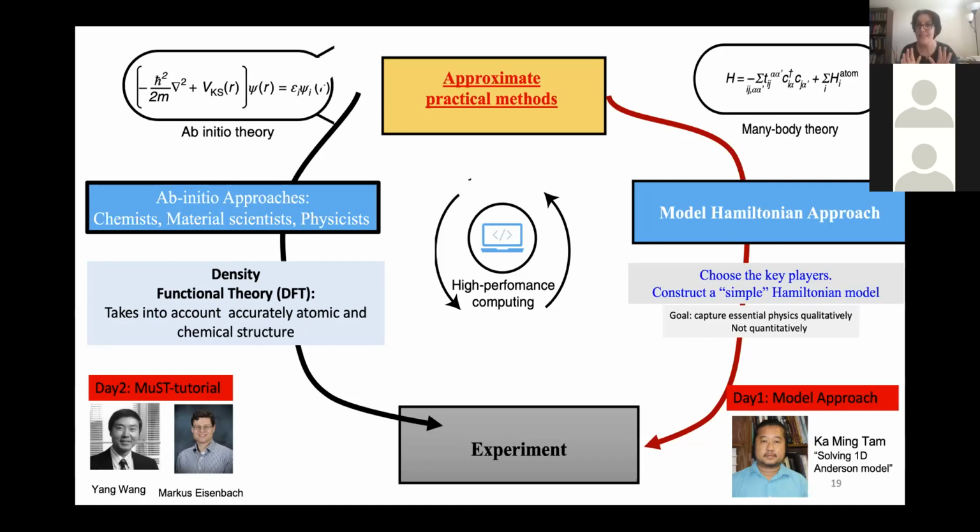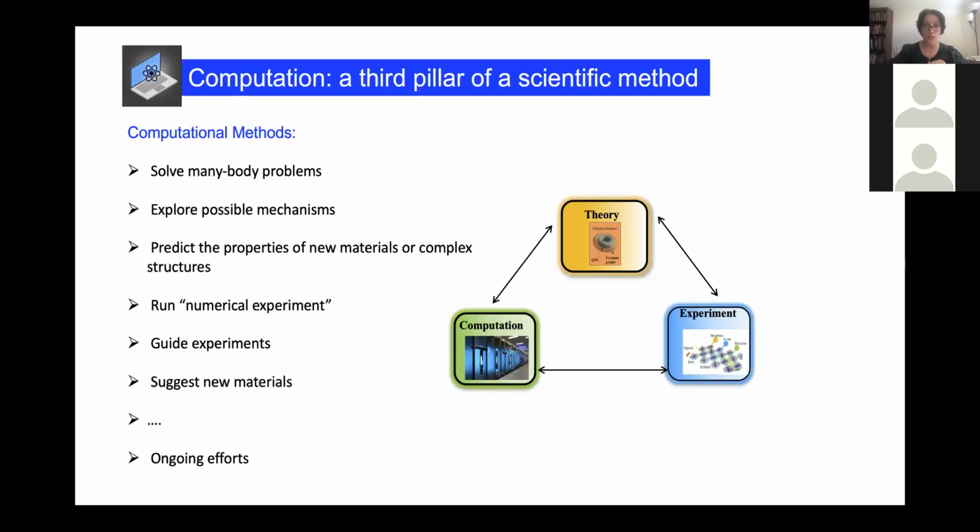That's the reason we have this workshop divided in two parts over two days. On day one, we will show you how we can use the model Hamiltonian approach to solve a simple model for a disordered system, and we will have time for hands-on experience on that. And on day two, we will have Dr. Jan Von and Markus Eisenbach show us how we can use ab initio approaches to study disordered systems. So stay tuned. You will have experience in both ways of doing calculations in disordered materials. Oh, I'm running out of time.